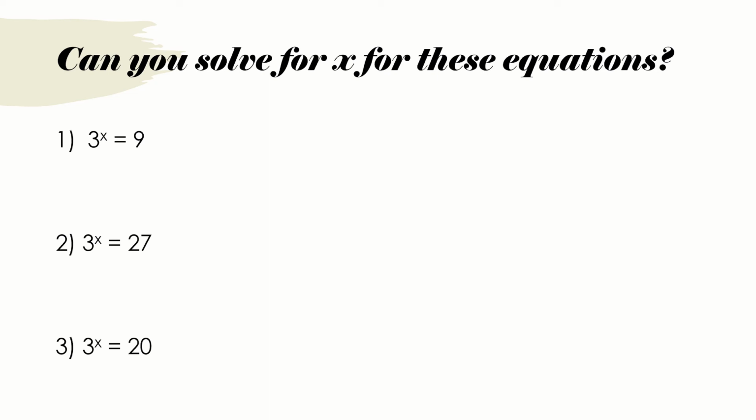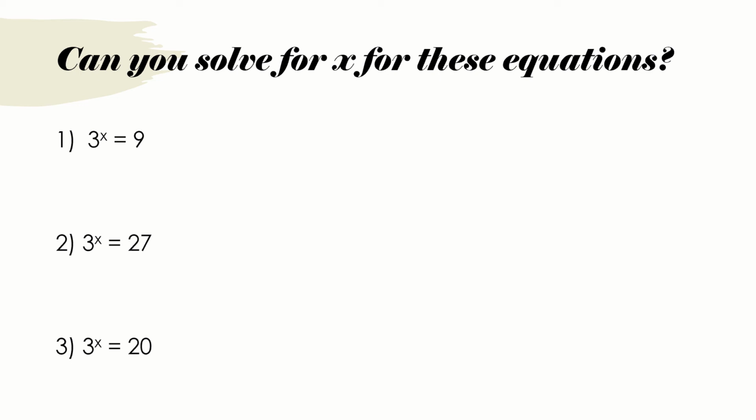For the first one, we have 3 to the power of x equals 9. So what is x equal to? The second one, we have 3 to the power of x equals 27. And the third one, we have 3 to the power of x equals 20. I want to encourage you to pause the video and think about what the values would be for these three equations.